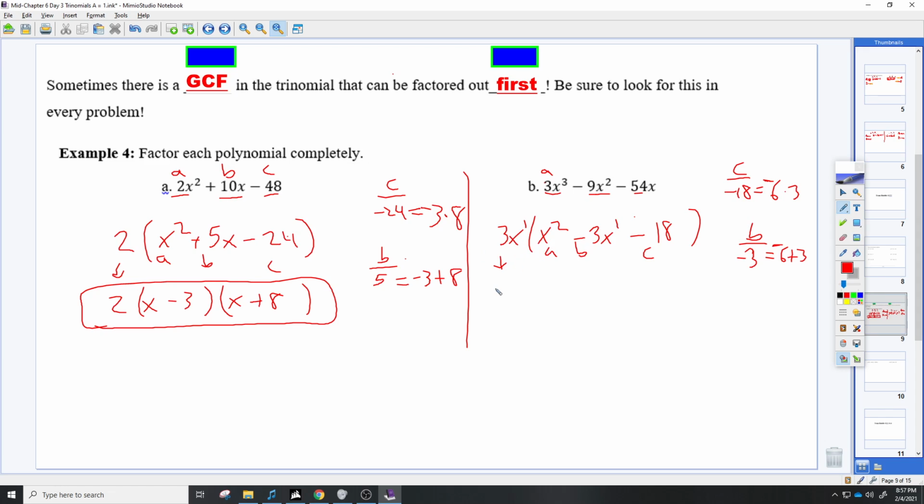So we bring down the 3x, make our 2 separate parentheses, and then we put x and x here, do -6 and a +3. And that's it. We have 2 more.